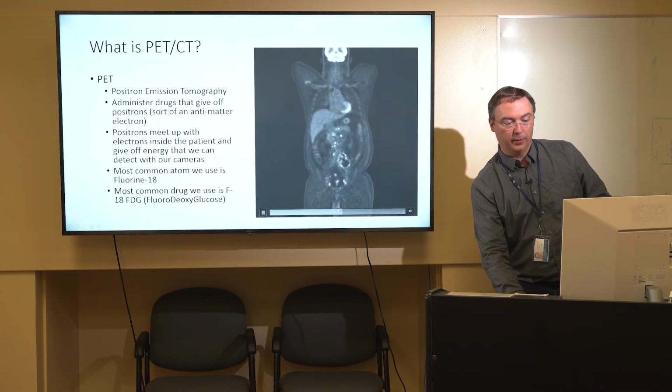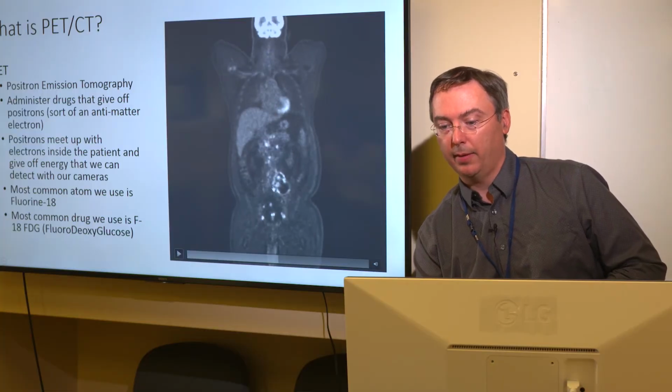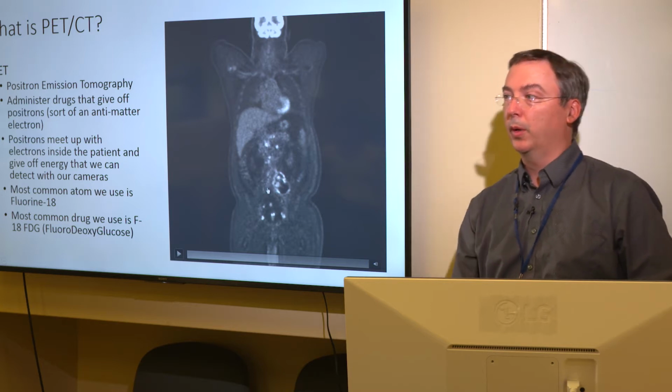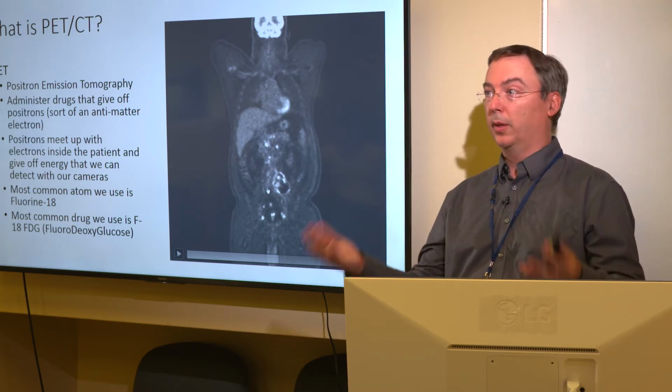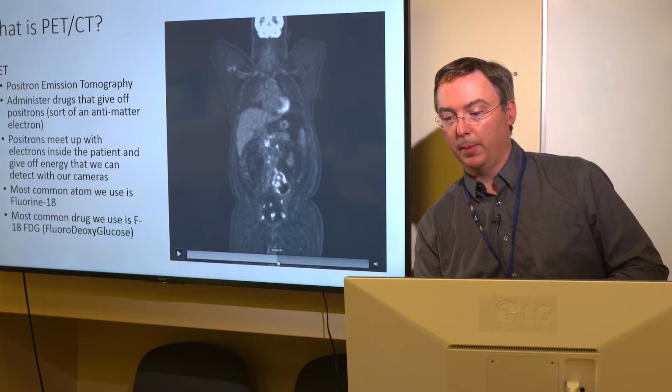bladder down here because the sugar gets cleared through the kidneys. And for this particular patient, unfortunately, they have a mass in their abdomen that's using sugar. So this is what we're looking for when we're doing a PET scan to see is there something going on. So the patient has a metabolically active tumor.